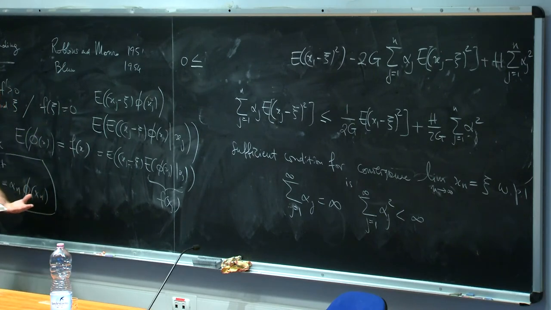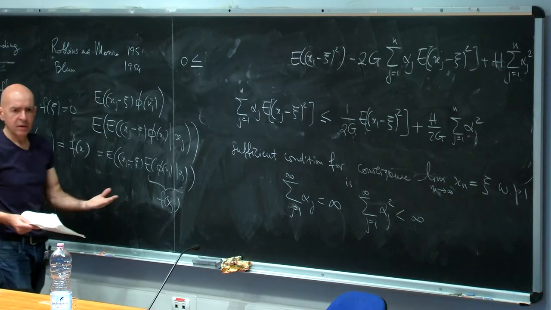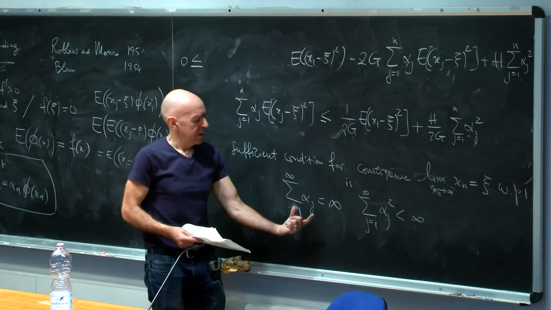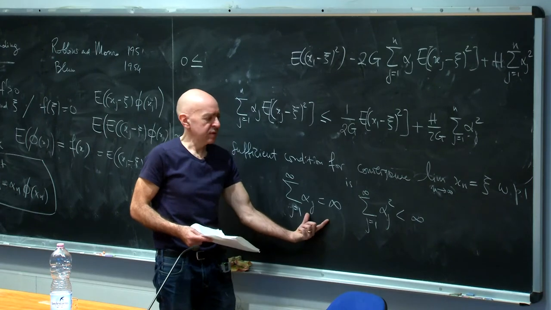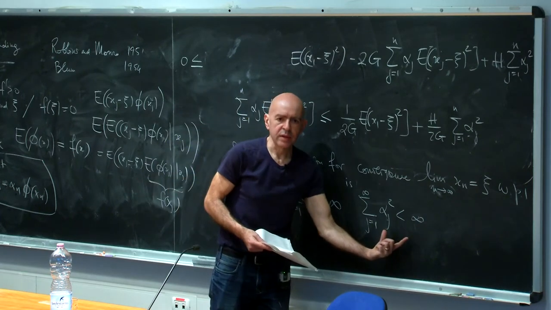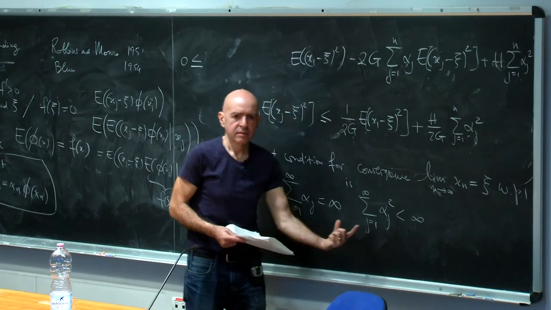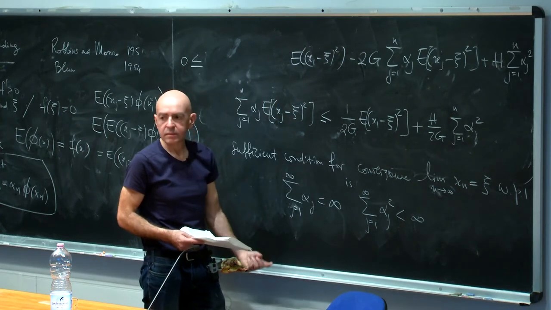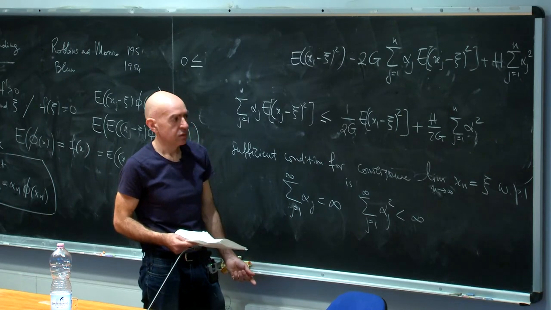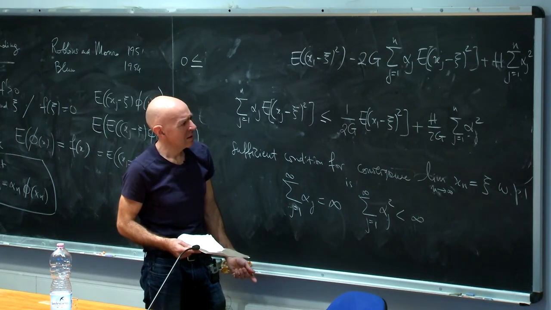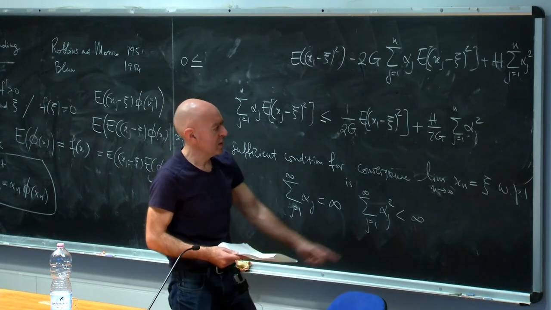There clearly exist choices which do this. You have to go down, and you have to go down not too fast, because these have to diverge, but not too slow either. What is? With probability 1.